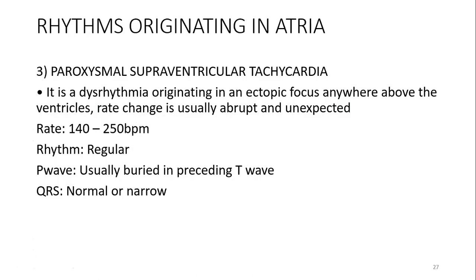So the third one we'll be talking about, rhythms that originate from the atria, is paroxysmal supraventricular tachycardia. Here, the dysrhythmia is originating from an ectopic focus anywhere above the ventricles, and the rate change is usually abrupt and unexpected. The rate here is between 140 to 250 beats per minute. The rhythm is regular. The P waves are usually buried in the preceding T waves. So you might not be able to distinguish P from T waves. And then the QRS complex may be normal or narrowed.